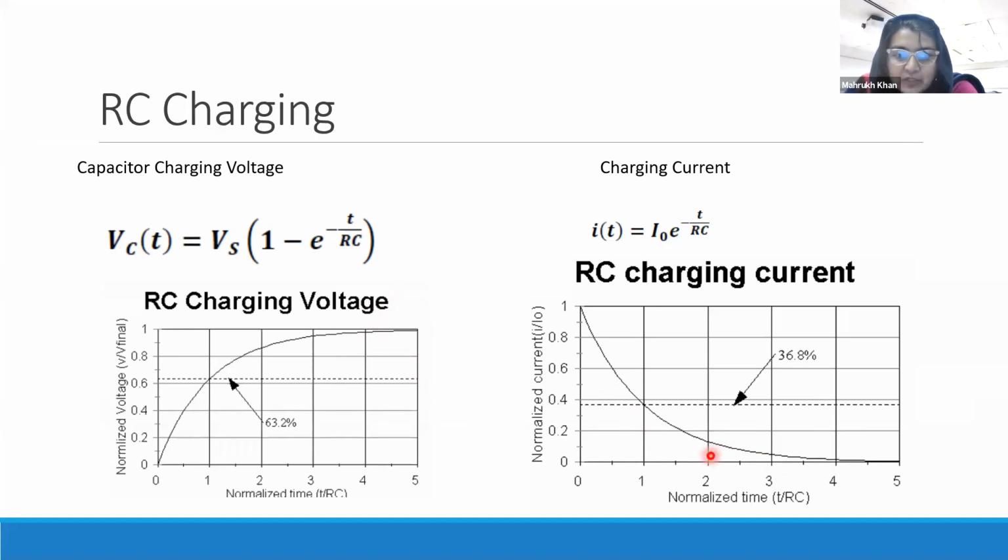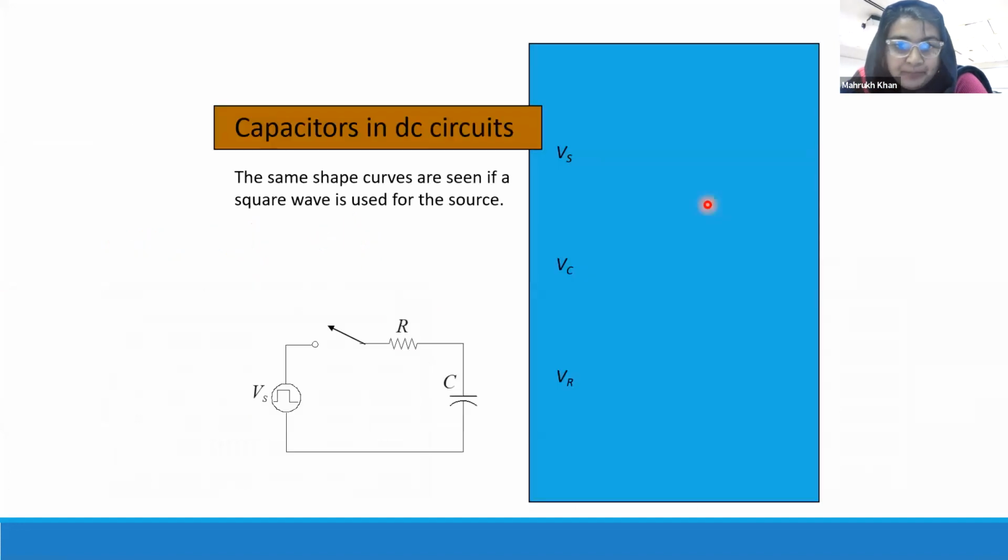So this is the current. What we are pointing out here is that after 1 tau, your voltage will be 63.2%, but your current will be 36.8% because it's decreasing. So that's the formula for current. Because it's an exponential decay, it's I naught e to the minus T by RC.